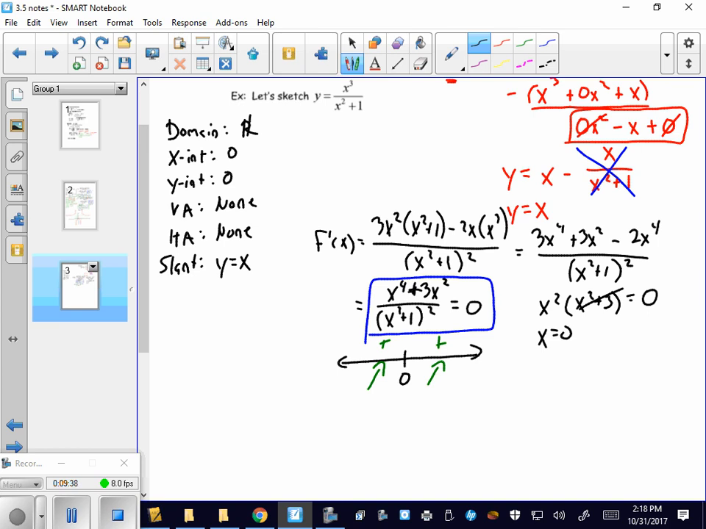So over here on the side, let's just write this out real quick. So this is going to be increasing. It is increasing on the interval from negative infinity to 0 and union with 0 to infinity.